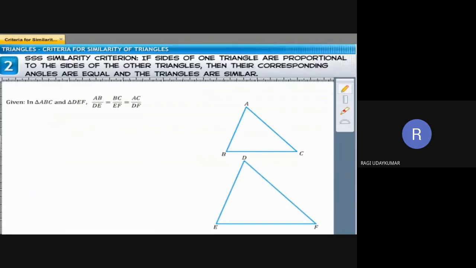Now see here, in the SSS criterion, sides will be given as proportional. If the sides are given as proportional, then angles will be equal. We can prove that angles are equal. Now how can we prove that angles are equal? Let us see. We need to prove that angle A equals angle D, angle B equals angle E, angle C equals angle F. Is it clear to you?